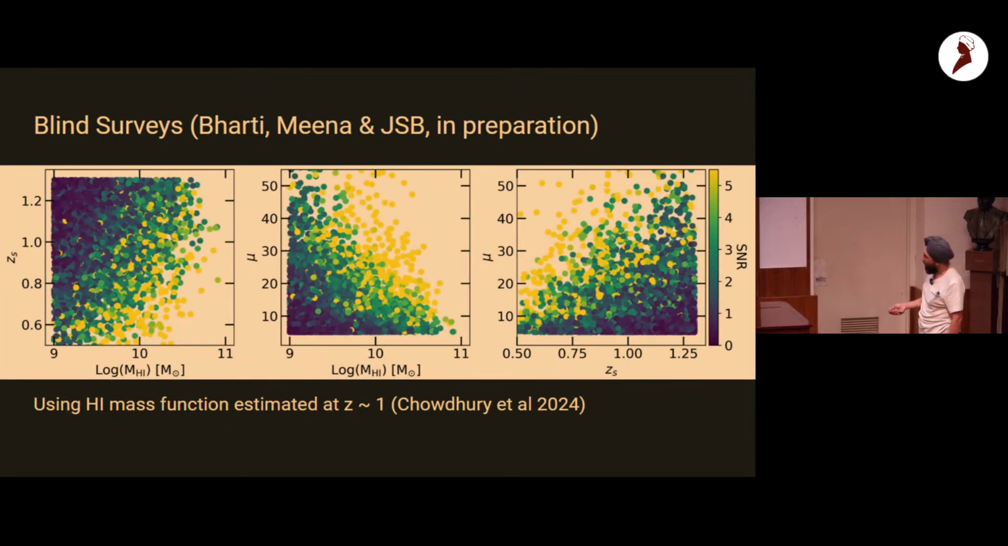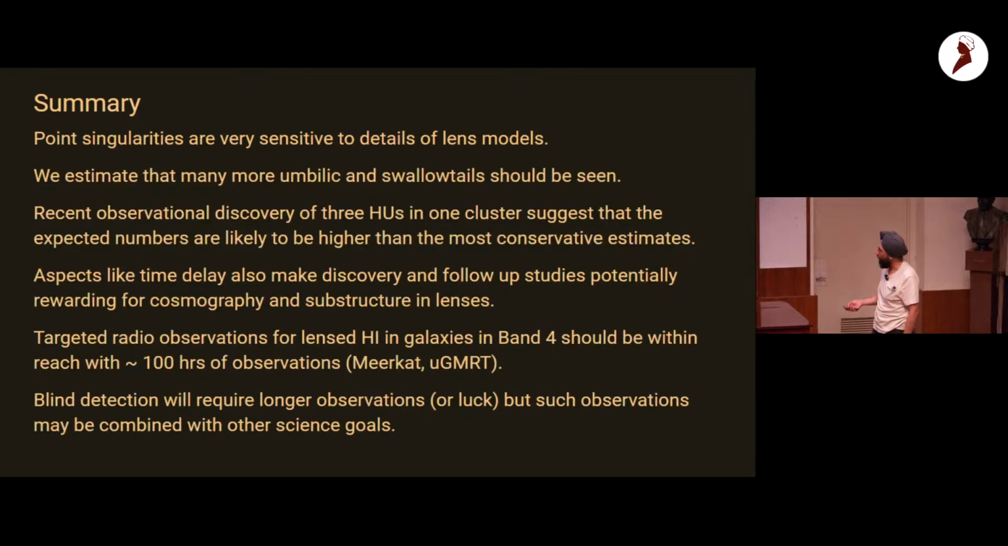So this is with a similar estimate, but now using the measured or estimated H1 mass function at redshift of 1. Here, because you see many more galaxies with high H1 mass, the number of yellow circles increases. So we are trying to refine this estimate and make predictions for, and propose strategies for, what kind of observations should be made. I come to my summary now.